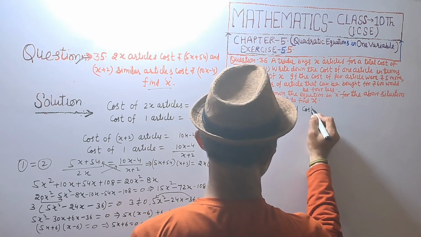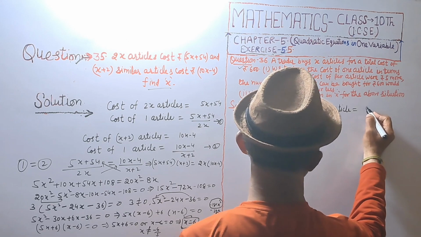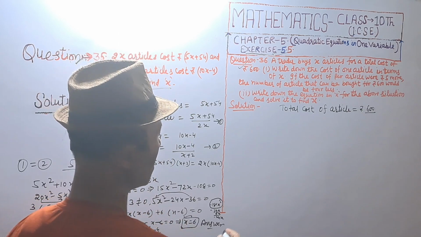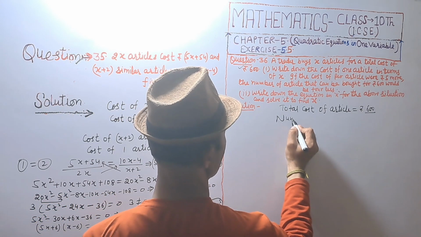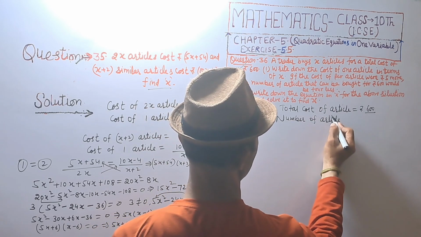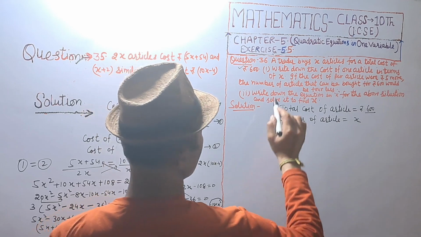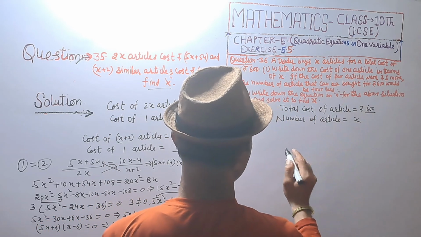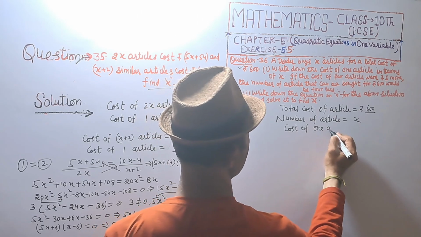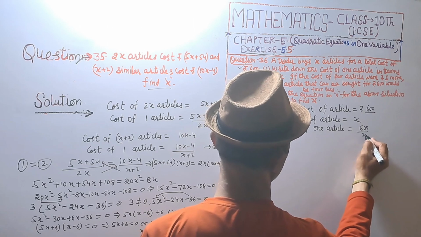Total cost of articles is equal to rupees 600. Number of articles is equal to X. Write down the cost of one article. So cost of one article is equal to 600 upon X.